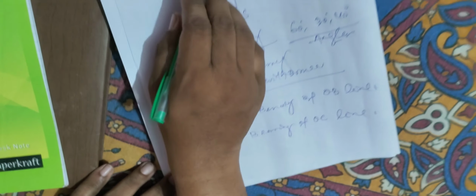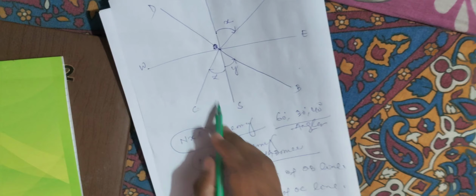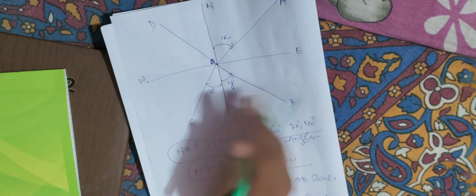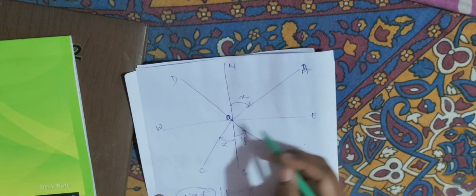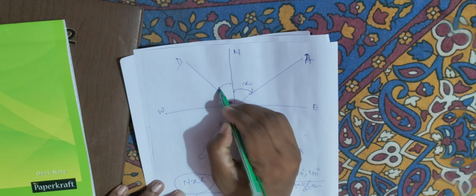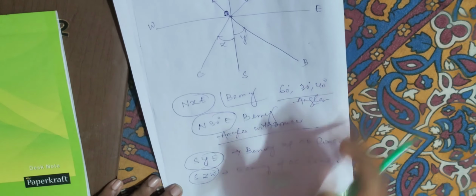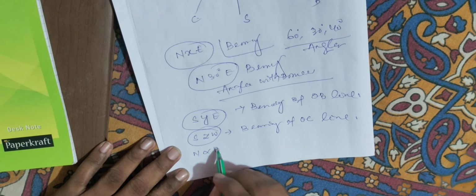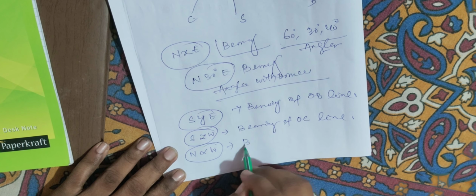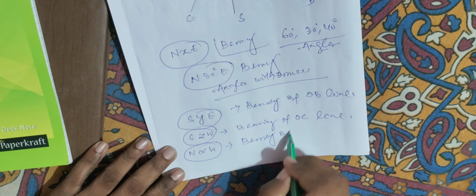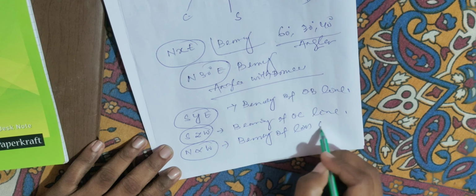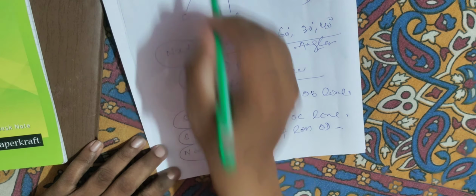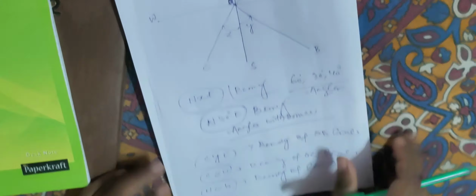If we go for OD, suppose this one is X and Y, this is Z, and suppose this one is alpha. So alpha means this one is north, alpha, west. So north, alpha, west is the bearing of line OD. That is starting from north, so any bearings we may find out in that form.